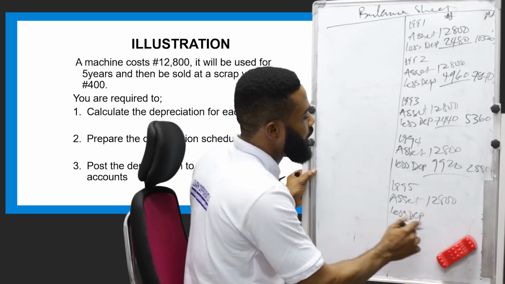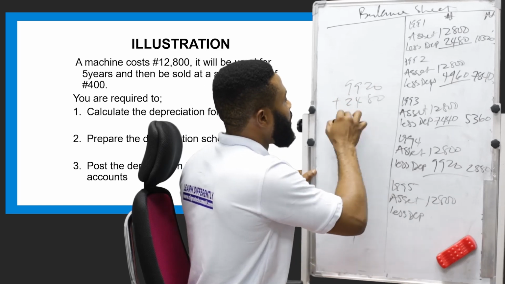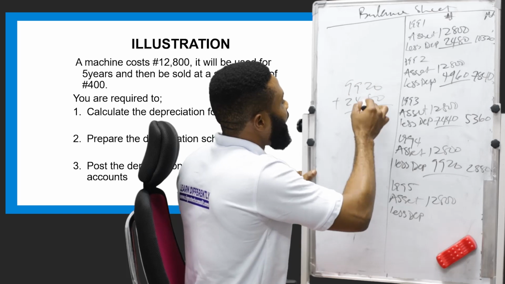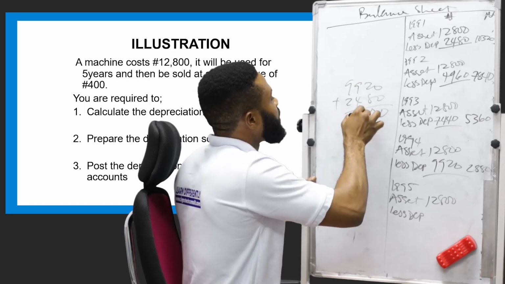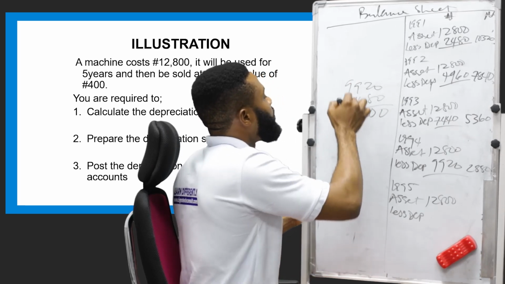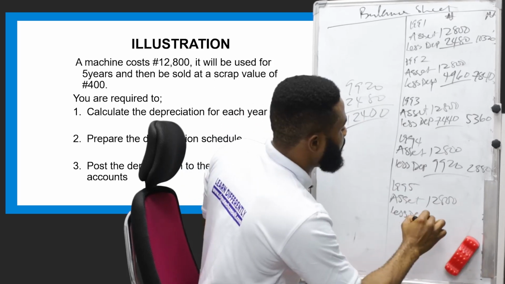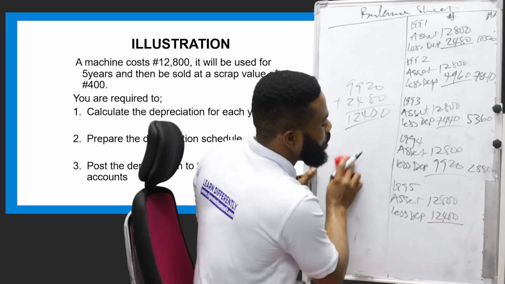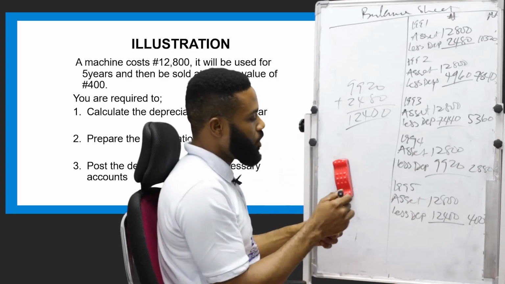Depreciation is simply 9920 plus 2480. This is 0, and then this is 10. Carry 1. You have 12,400. So when you subtract this, you are going to have 400. This 400 is a residual value.